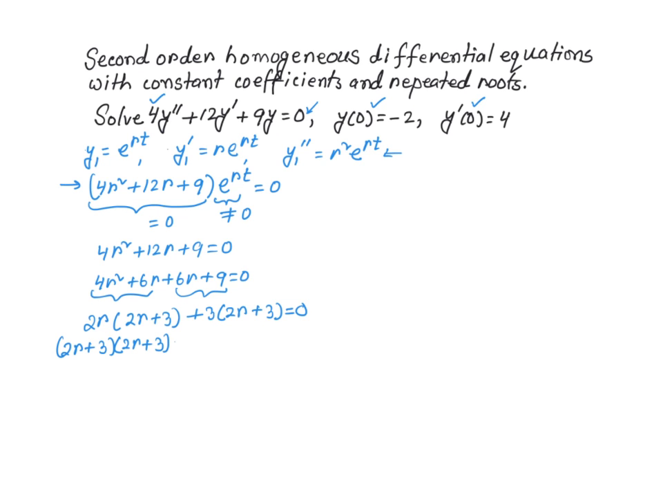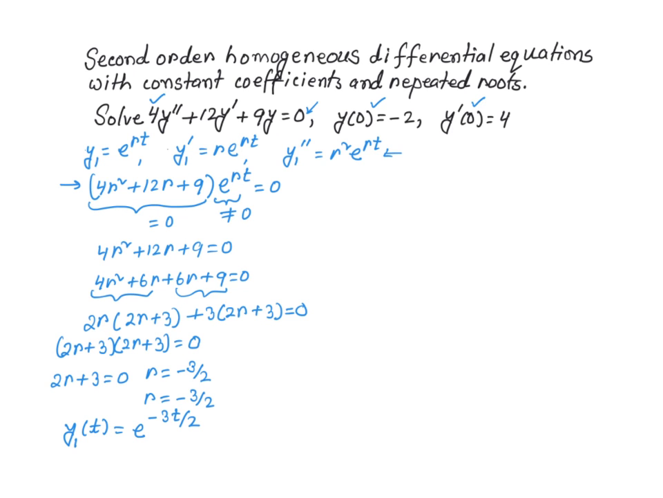As you can see, the roots are repeated. The factors are repeated. So if 2r plus 3 is equal to 0, my r is going to be -3/2. The second root is also r equal to -3/2. So my y1(t) is going to be e^(-3t/2).